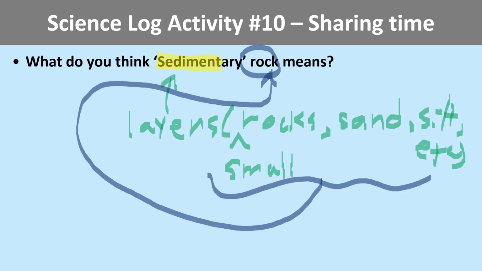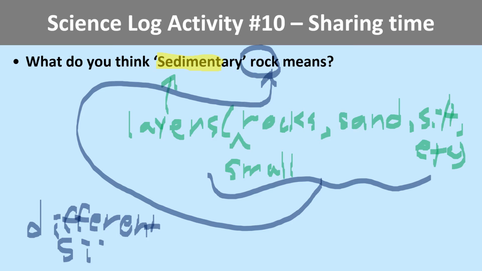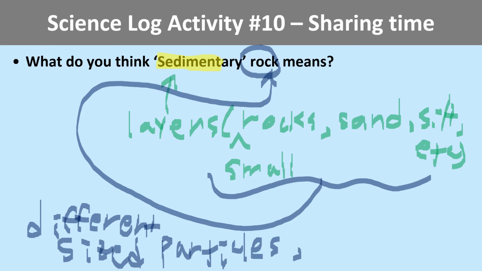So a rock is composed of many different sized particles. Plus, you can find it from sedimentary layers. That's something that I can share. Obviously, your answer can be a little different, can be dramatically different, but as long as it's along the same line as what you see down there, you're on the right track.